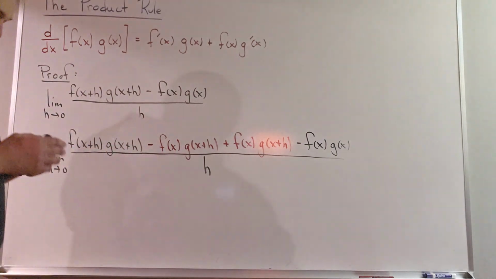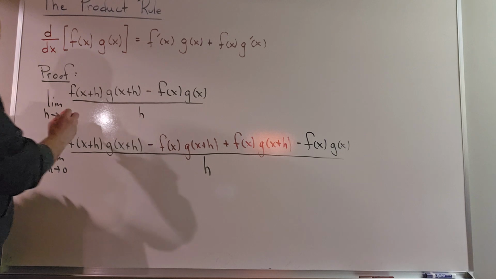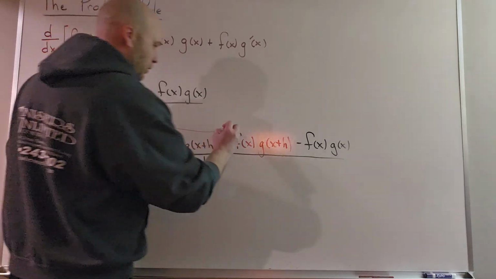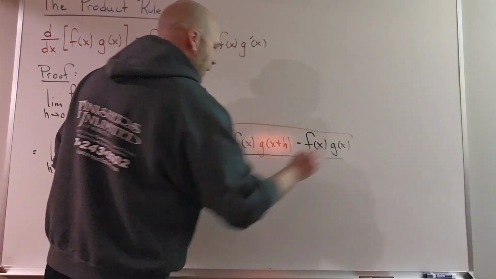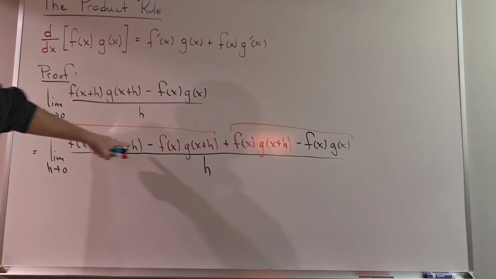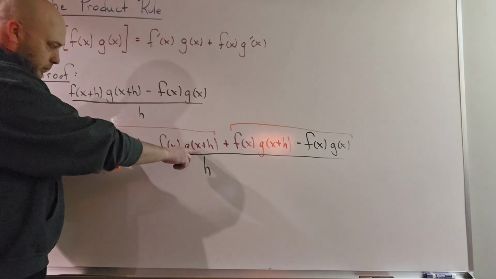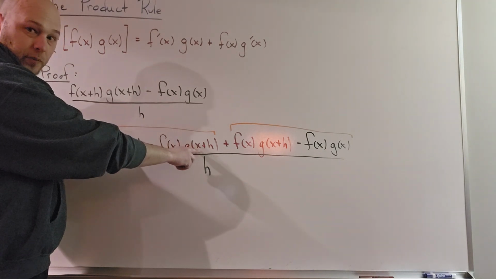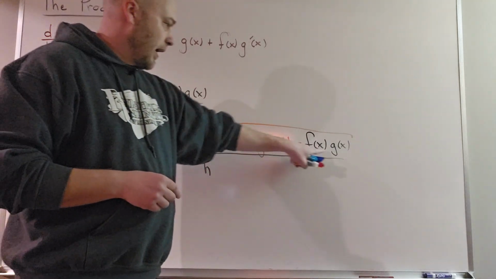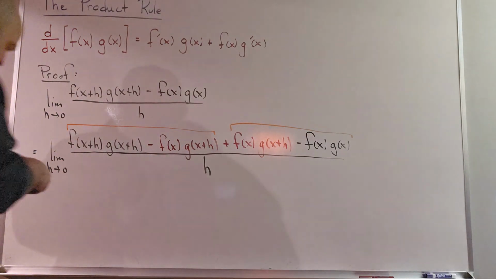Now what I'm going to do is group together the first two terms. So I'm going to group these two together and I'm going to group these two together. And I'm going to do it while also factoring. Look at these first two terms. What do they have in common? Both of these have a g of x plus h. Therefore, I can factor g of x plus h out of the first two terms. What do these two terms have in common? They both have an f of x. I can factor f of x out of the second term.